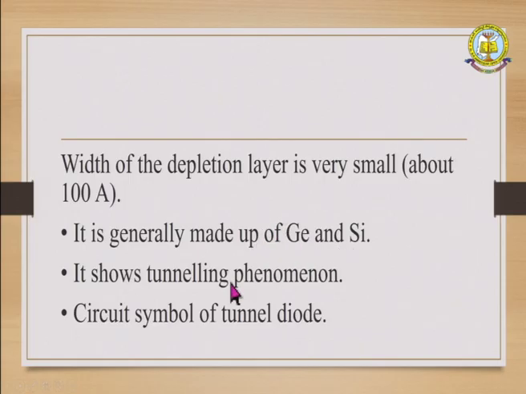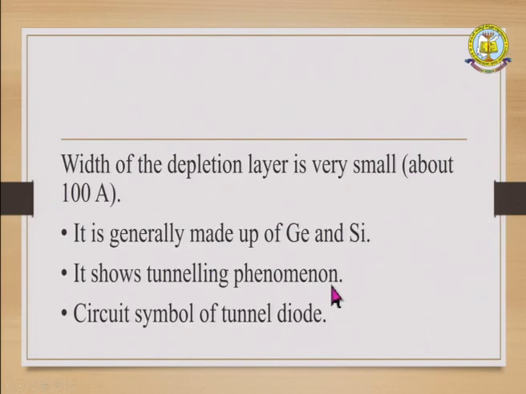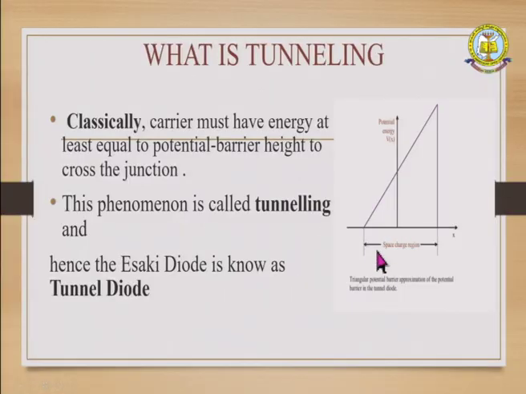This is the tunneling phenomenon. Next, this is the circuit symbol of the tunnel diode. Tunneling depends on the graph. Classically, a carrier must have energy at least equal to the potential barrier.